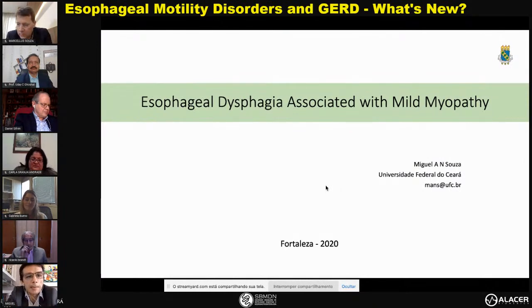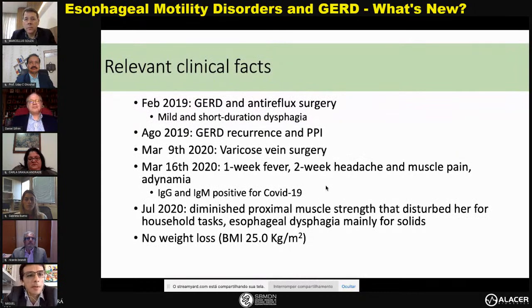I will present an esophageal dysphagia patient associated with mild myopathy. It's a very simple case, a very rapid case. We have some relevant clinical facts. In February last year, she had GERD and was submitted to an anti-reflux surgery. After the surgery, she had mild and short duration dysphagia. It was not a problem at all. In August last year, there was GERD recurrence, and she needed PPI continuously.